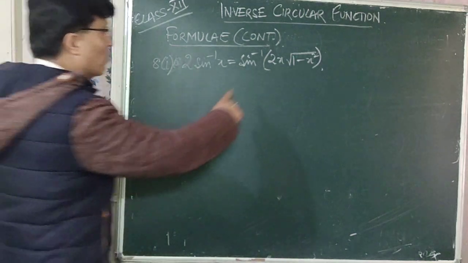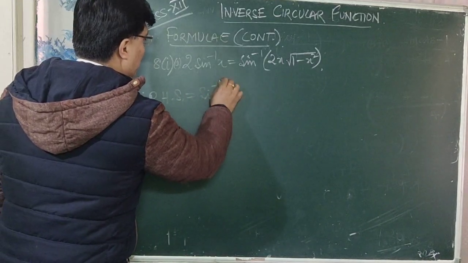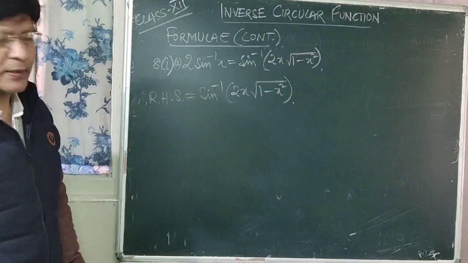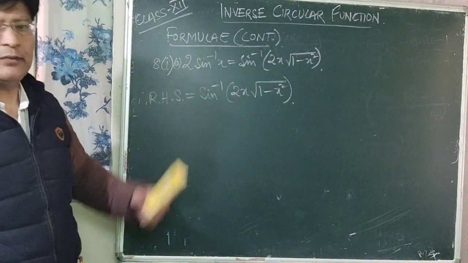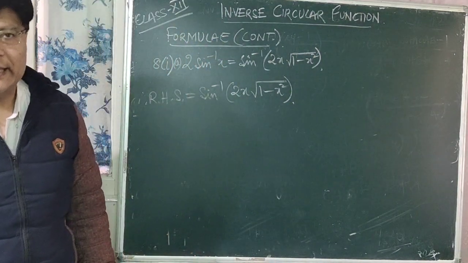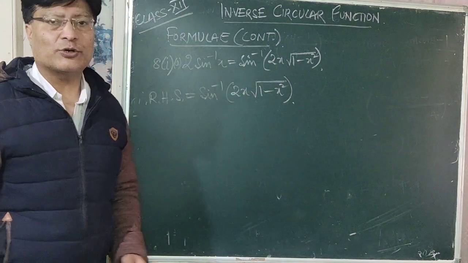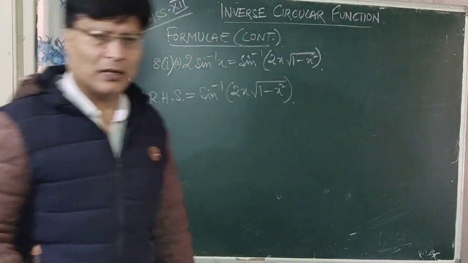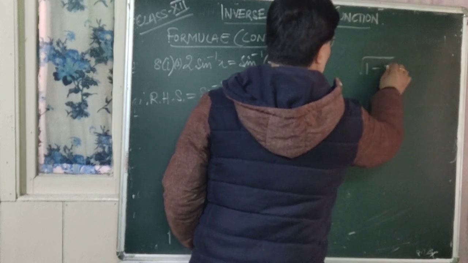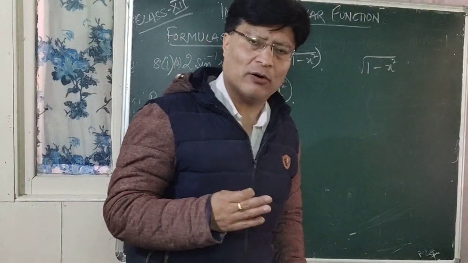Okay, now let us prove it from the right hand side. So RHS is equal to sine inverse 2x root over 1 minus x square. Now we prove that this is equal to 2 sine inverse x, right? Let us consider the expression under the square root, that is 1 minus x square. Here you should do the trigonometric substitution. In the last online class I told you about the trigonometric substitution, isn't it? If there is root over 1 minus x square, then you can put either x is equal to sine theta or cos theta.